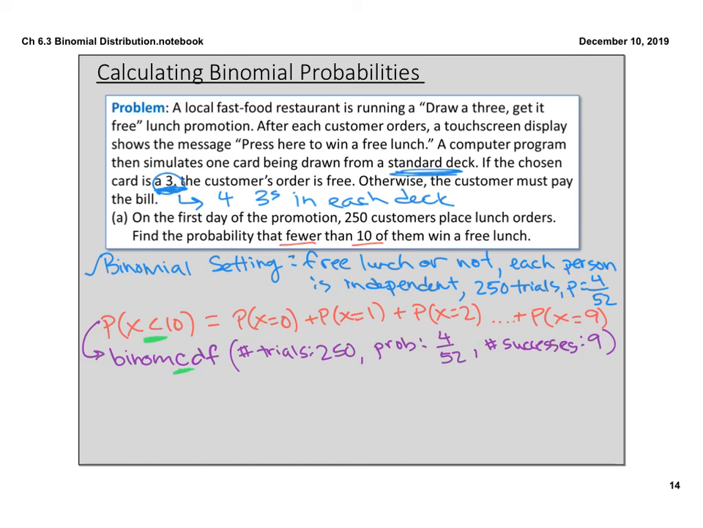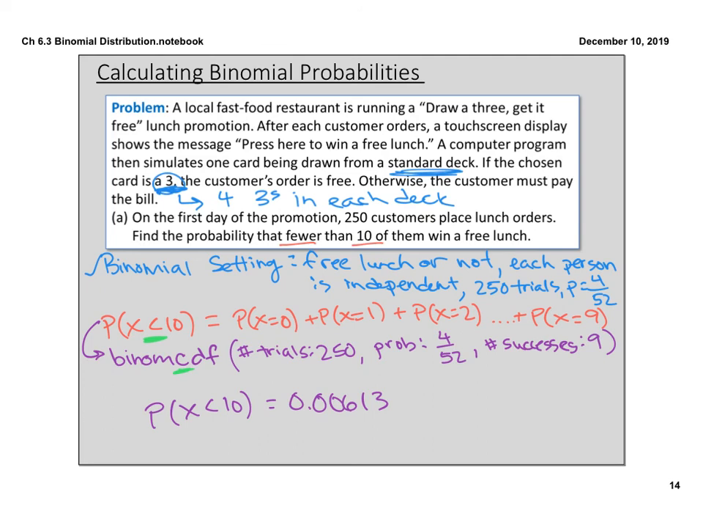So I put my 4 out of 52 in parentheses, and then I'm going to go down and paste it. And here's my probability. So my probability of X being less than 10 equals 0.00613 roughly. So then I go back and I answer the question in context.